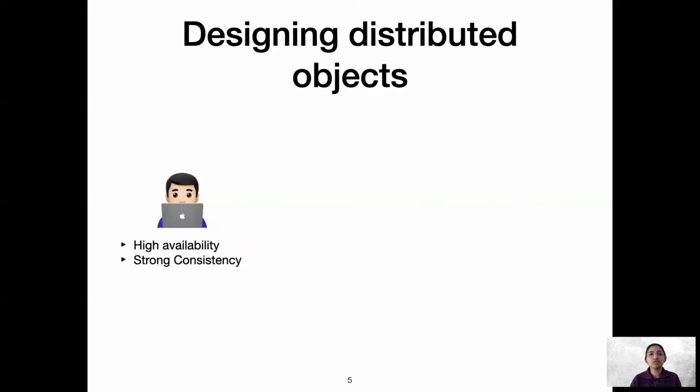Now let us look into the trade-offs for distributed objects. The ideal world for distributed objects would be having high availability and strong consistency. This eases reasoning about safety because the user has only to think about a sequential model of execution. But the CAP theorem has proven that this is in fact a dream world. That is, distributed objects can have either high availability or strong consistency, not both.